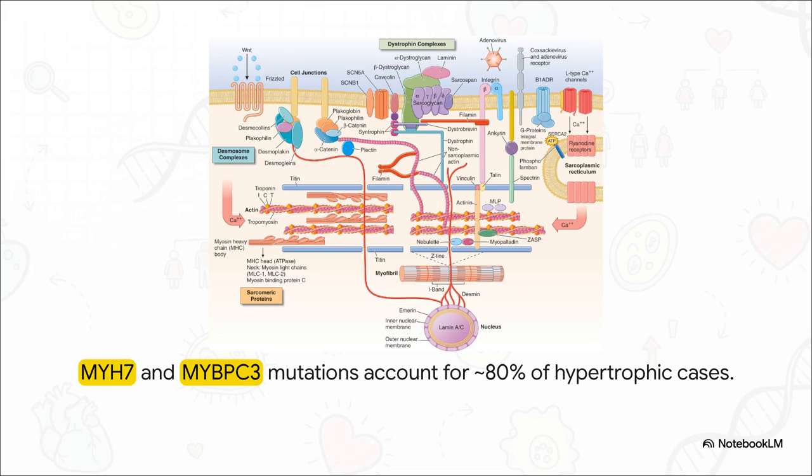Jumping back to our cellular blueprint for just a second, look specifically at those sarcomeric proteins. Mutations in MYH7 and MYBPC3 account for about 80% of all hypertrophic cardiomyopathy cases. When this engine is built with faulty parts, it creates terrible, abnormal energetics. The heart desperately tries to compensate by overgrowing, which leads to massive cellular disarray. The muscle fibers literally become misaligned and tangled up in knots.